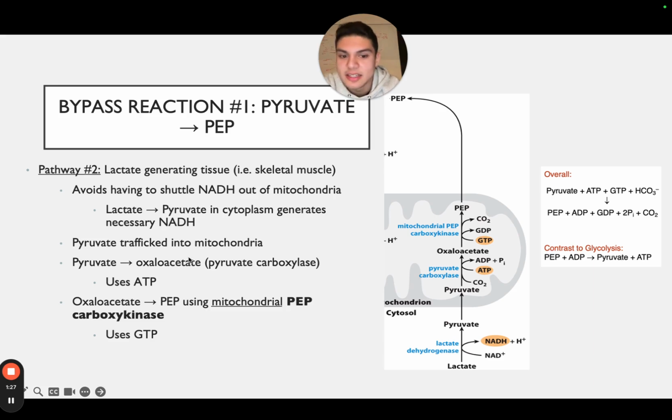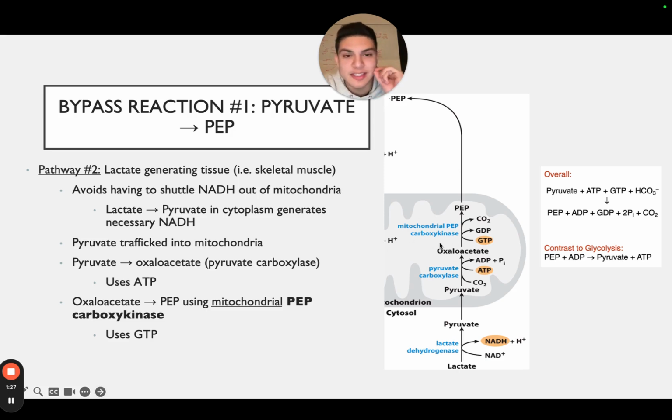So lactate will undergo a reaction with lactate dehydrogenase, and it'll turn into pyruvate. Pyruvate goes through its symporter with the proton into the mitochondria and reacts with pyruvate carboxylase, which is only found in the mitochondria, and it'll turn into oxaloacetate. Now, oxaloacetate, instead of turning into malate and then being exported out, we have mitochondrial PEP carboxykinase for these types of tissues.